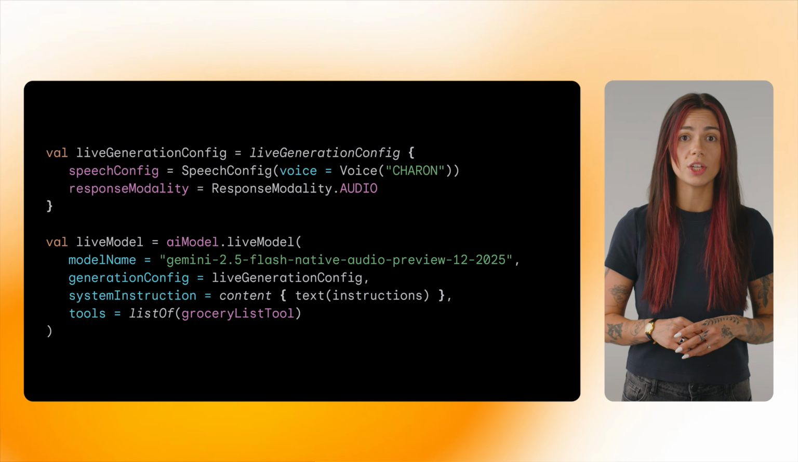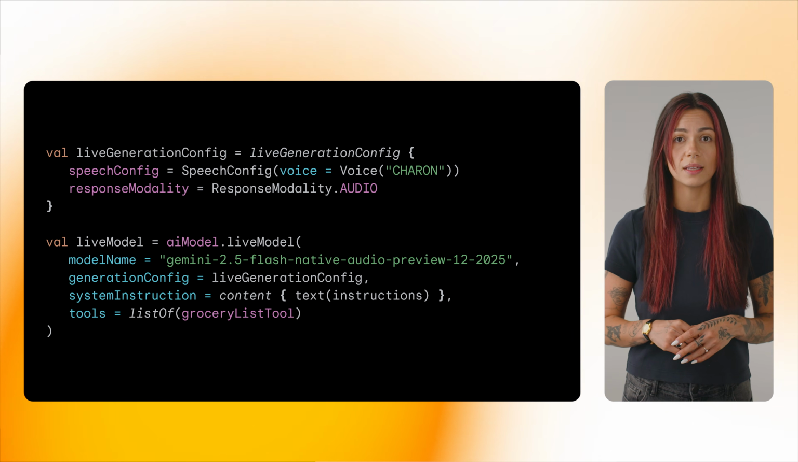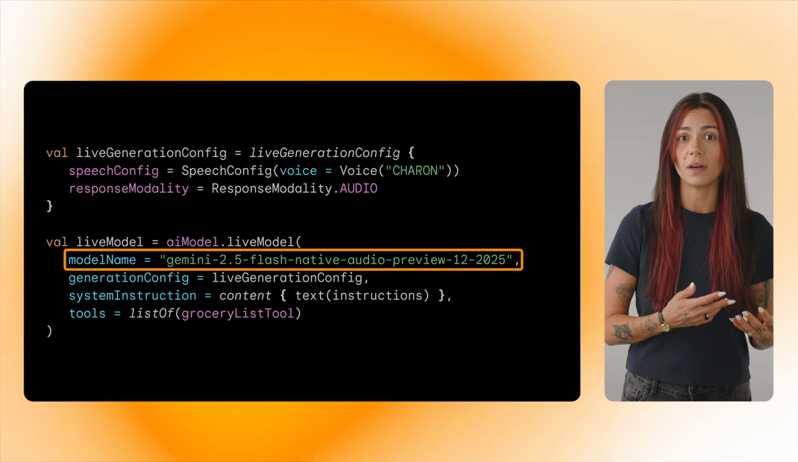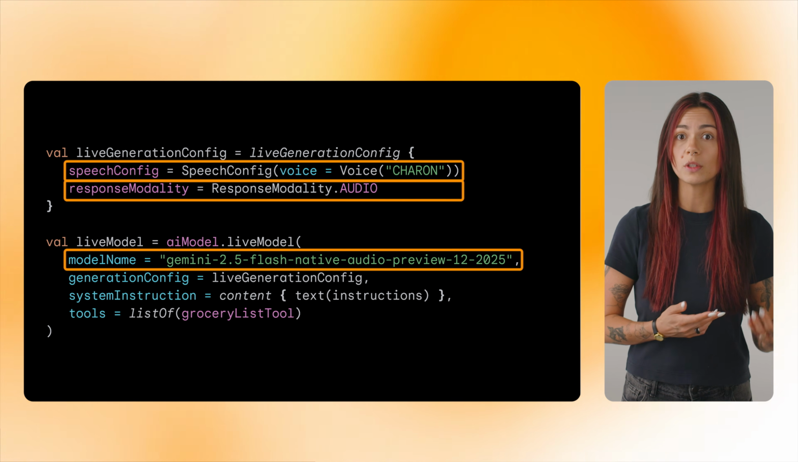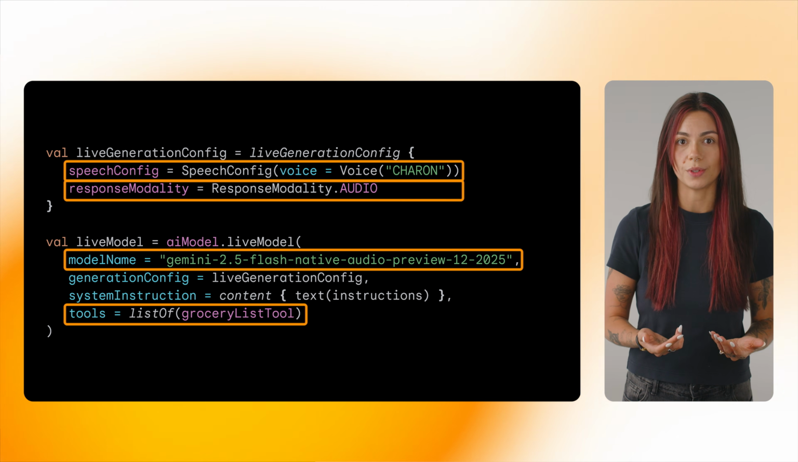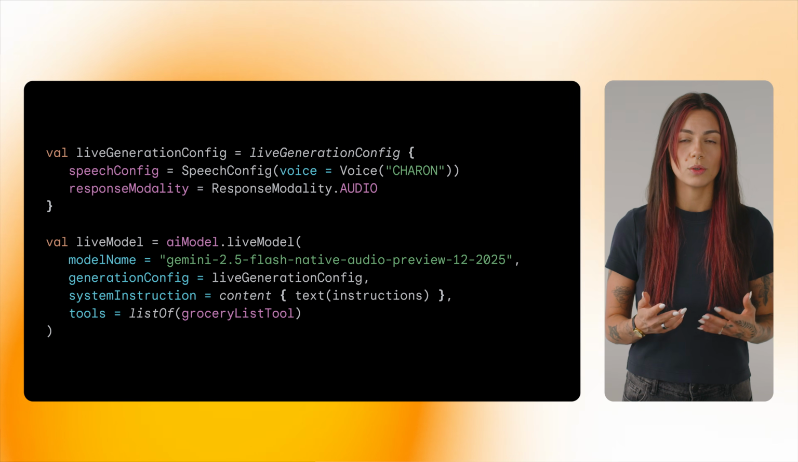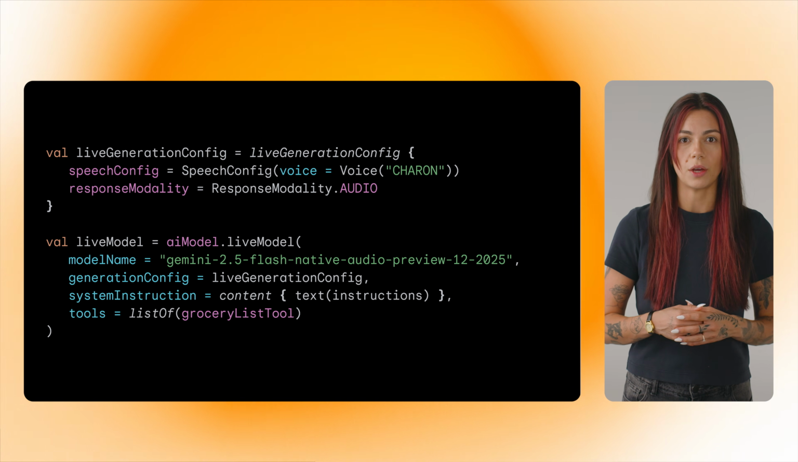Next, we need to initialize the live model and customize its behavior. Friendly Meals has a dedicated class to handle the lifespan of the streaming session. It begins by initializing a live generative model instance, passing the appropriate model name, a voice character profile, the response modality, and the tools we're going to use. We'll dive into the details of the grocery list tool later in this video.